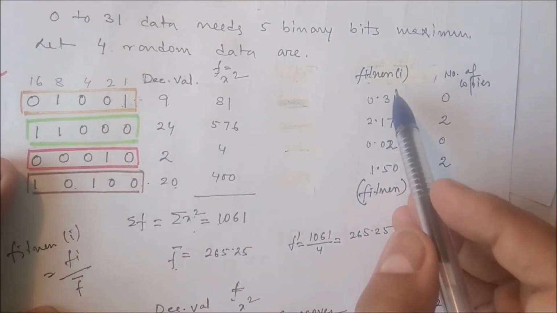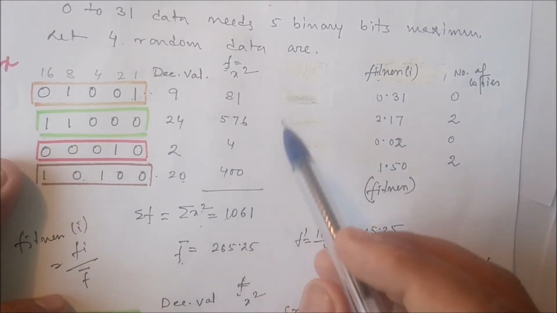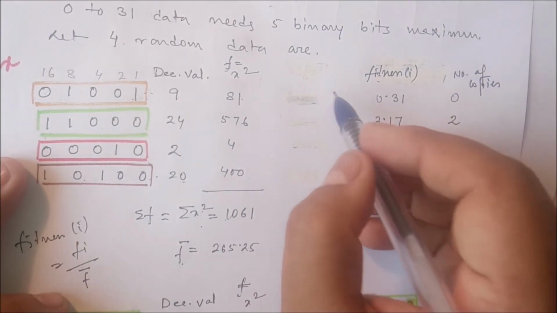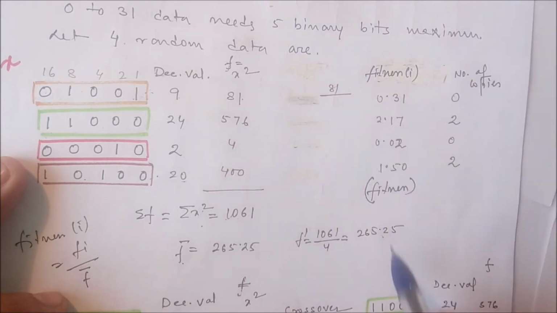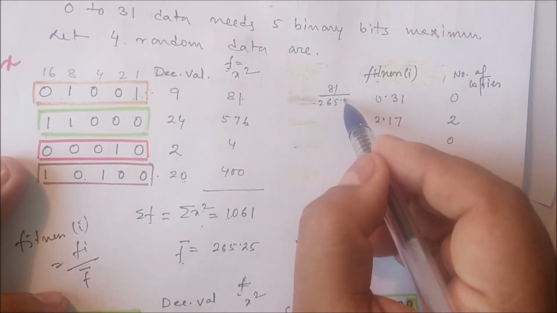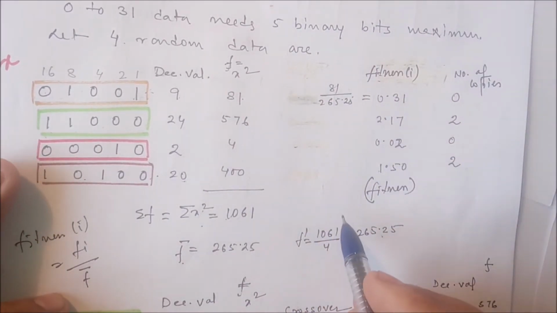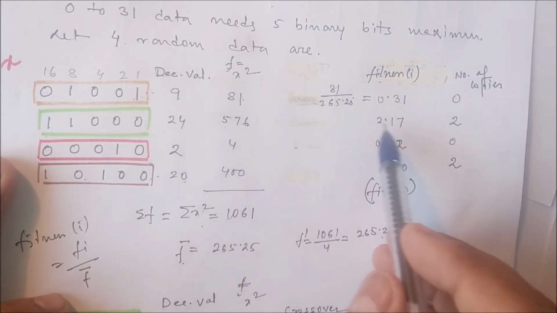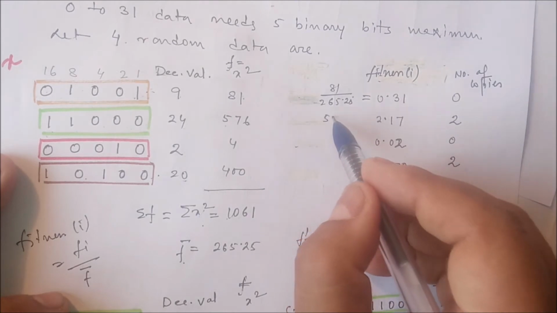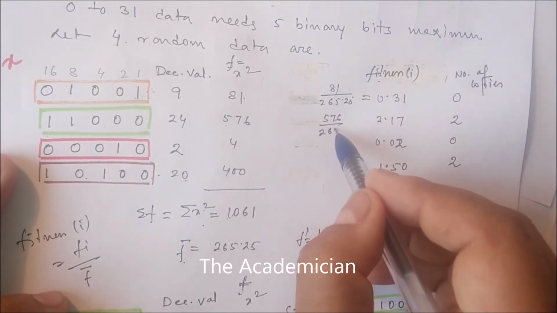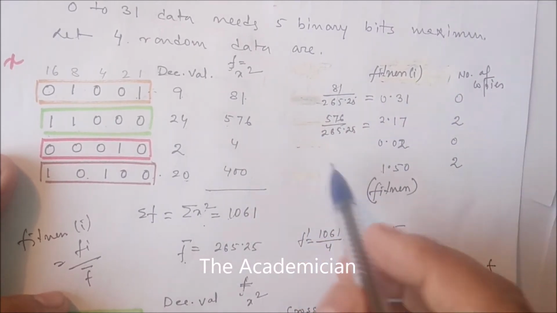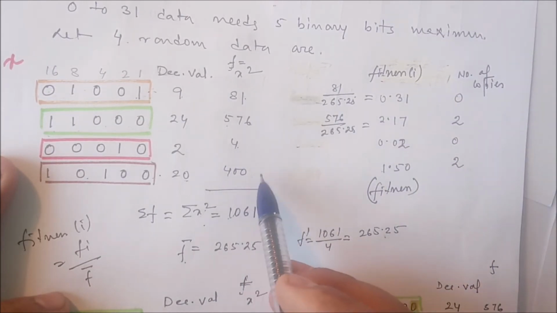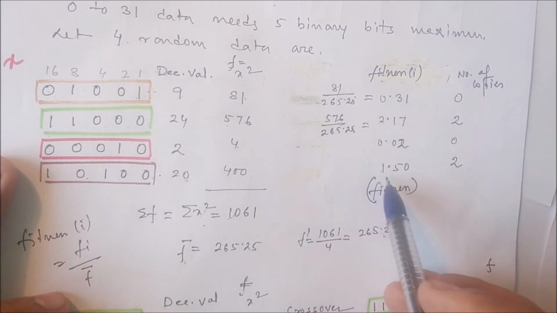Now how to calculate the fitness of this? We have to write 81 by 265.25. The answer is 0.31. Similarly here 576, how to calculate the fitness? It should be 576 divided by 265.25, that is 2.17. Similarly 4 by 265.25, that is 0.02, and 400 by 265.25, that is 1.50.